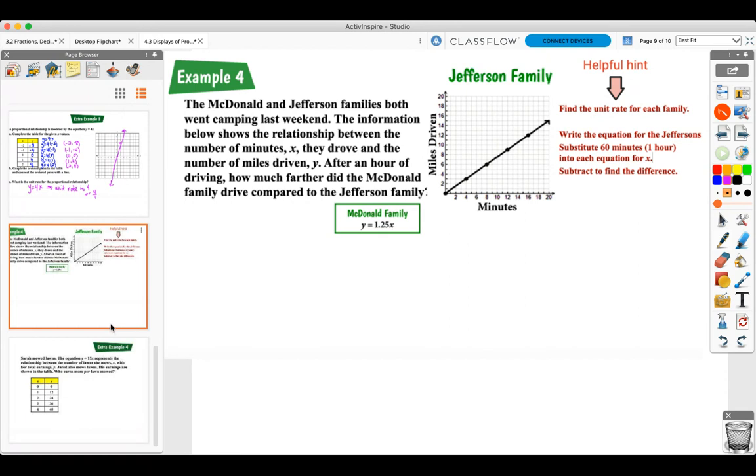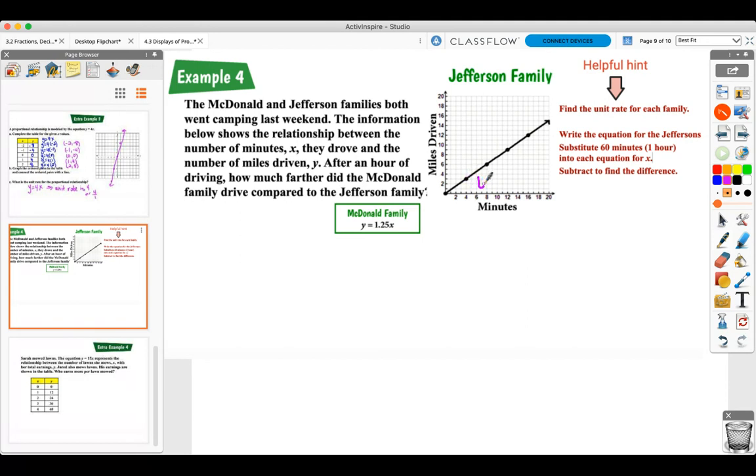So you need to know minutes. So helpful hint, find the unit rate for each family. We know the unit rate for the McDonald family is given to you. It's 1.25. Write the equation for the Jefferson family. So we need to actually find this equation first. Remember how we did it in a problem where we extracted, well, let's find the unit rate.